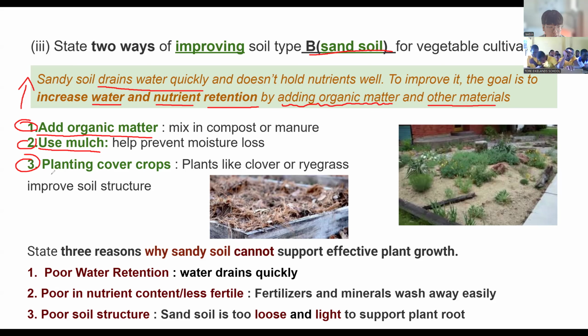And number three, you can plant cover crops. It doesn't have to be mulch exactly, but you can use other cover crops like clover and ryegrass to improve the soil structure. So you can look at all of these other plants that are on the sandy soil. You can see that these grasses help improve soil structure.